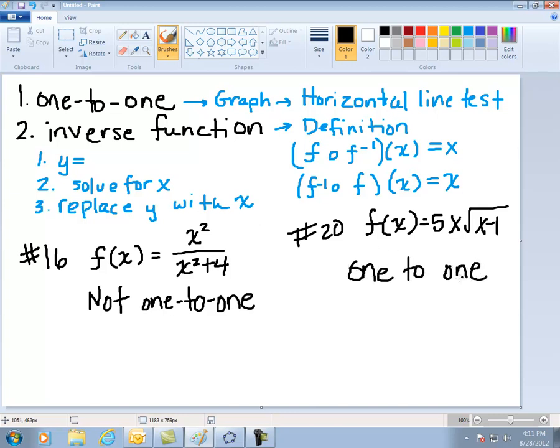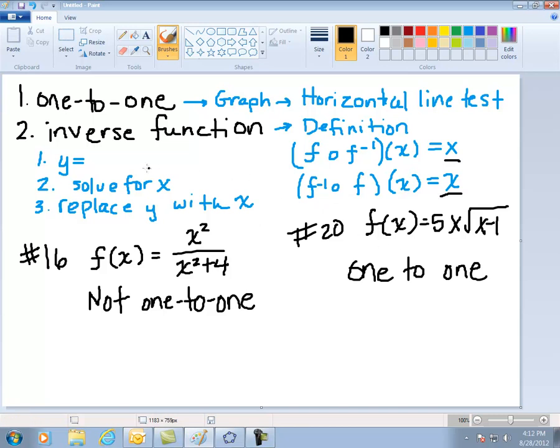Now once we graph it and determine if something is one-to-one, we have the definition of inverse here, and we have to know a little bit about compositions of functions. The definition of inverse says that if I take the inverse and stick it into the original function and evaluate that, I'll end up with x. In addition, I have to be able to take the function itself and stick it into the inverse and evaluate that and also end up with x. I'll show you what I mean in a minute.